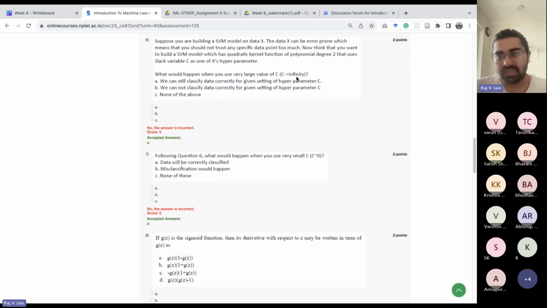When C tends to infinity, it basically boils down to a hard margin classifier. That means the margin is very large? No, you will have misclassification 0. The margin may not be very large. Okay.